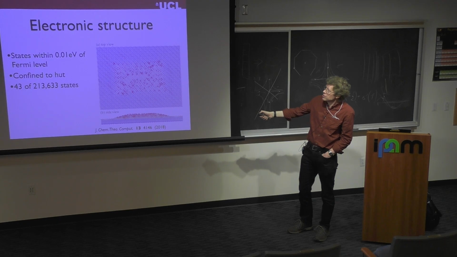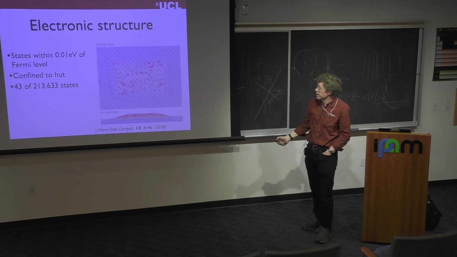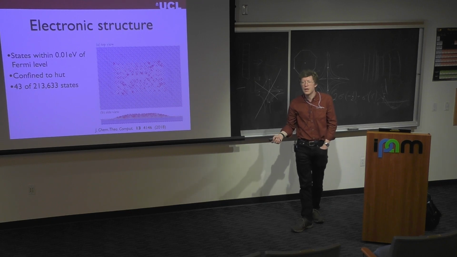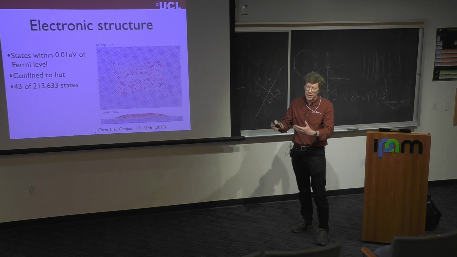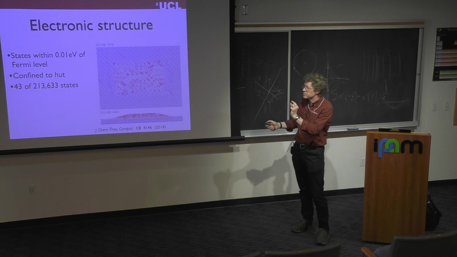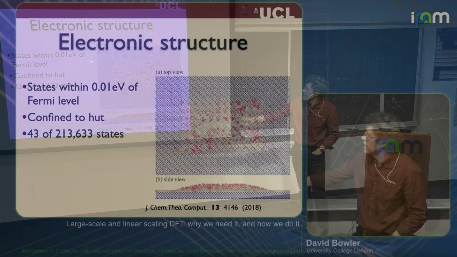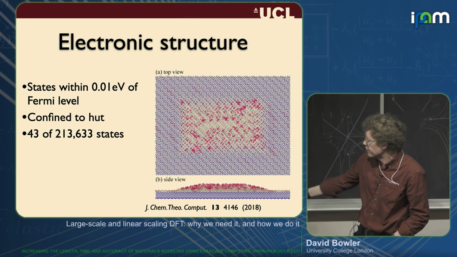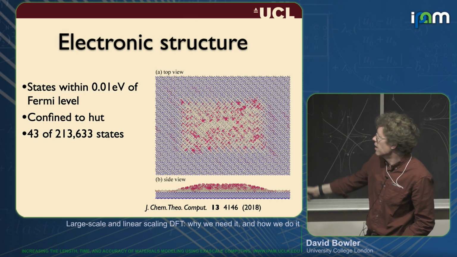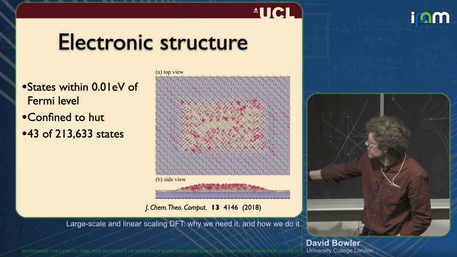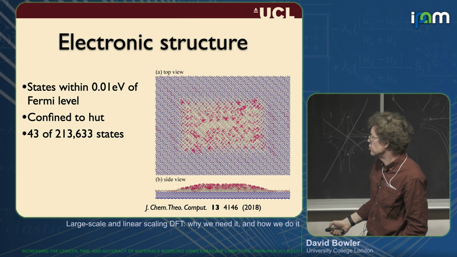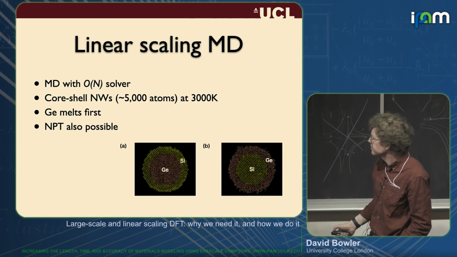I mentioned that you can back out electronic structure from order n. This is using a technique called the Sakurai-Sugiura method. It's a bit like a folded eigenspectrum method, generally where you're pulling out specific states. But what we've done here is we've plotted the charge density for states within 0.01 eV of the Fermi level in one of these huts. And maybe not surprisingly, you see that it's largely confined to the hut itself, which is where most of the strain is. Okay, so that's just showing that you can do that kind of a calculation.